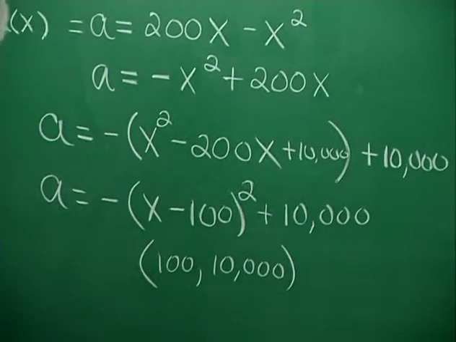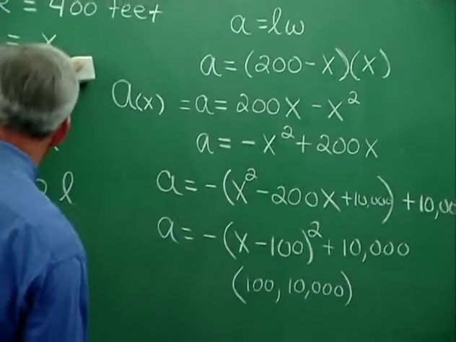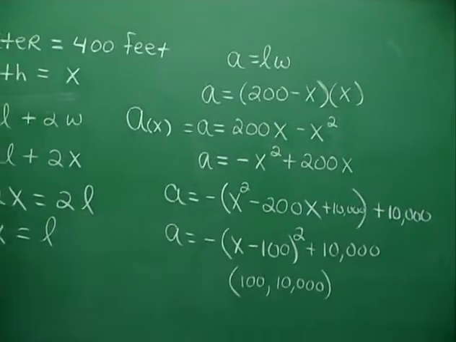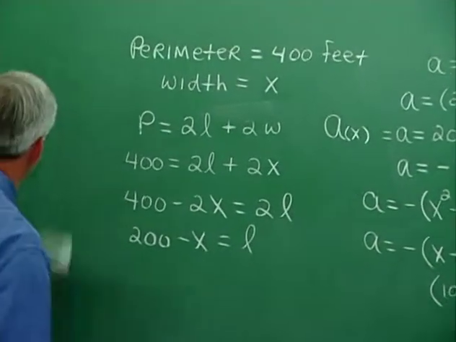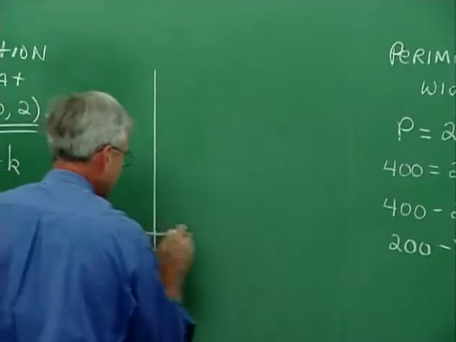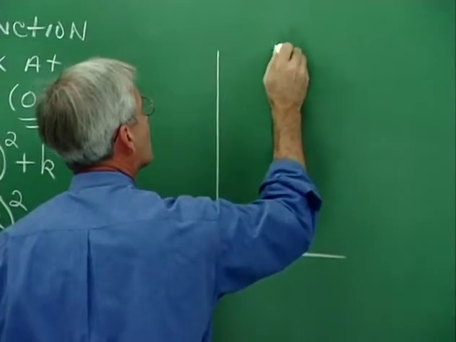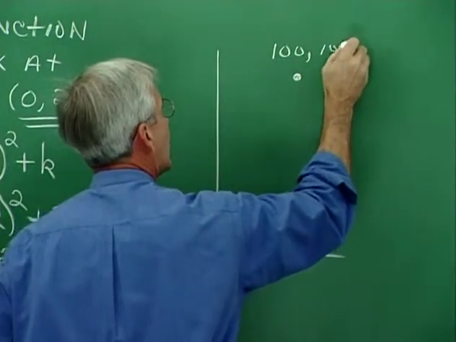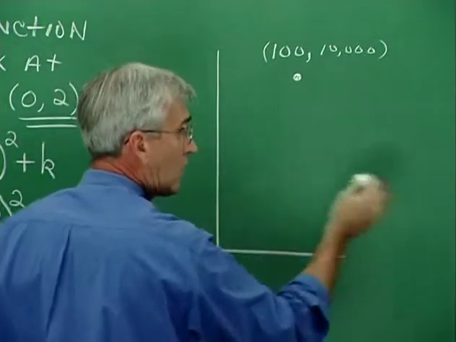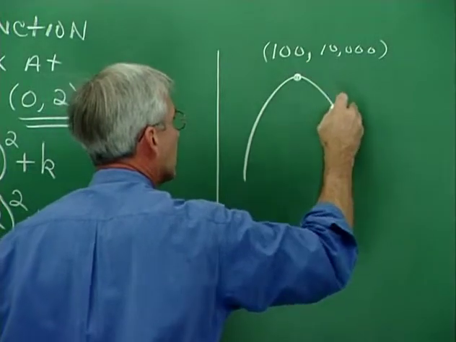All right, let's interpret the situation. I need some room here, but I want to keep the L. I'm going to move way out over here. We've got a graph that has a vertex at (100, 10,000). So let's say this is the point (100, 10,000). It's way up the coordinate plane. And the graph opens downward, but it's relatively normal in shape. So it might look something like this.